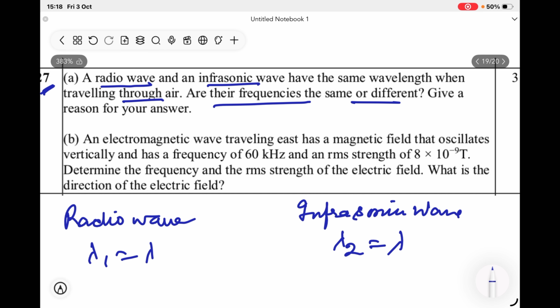So radio wave is a light wave. Light wave as an electromagnetic wave. You should write radio wave is electromagnetic wave. Infrasonic wave is sound wave.